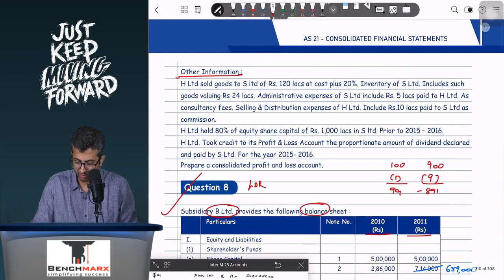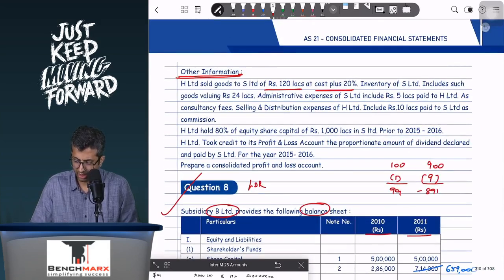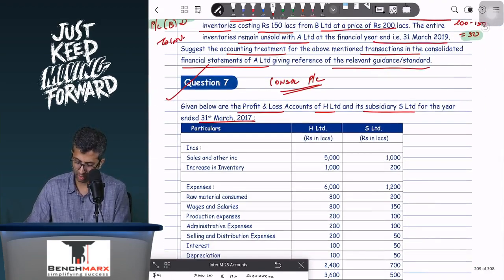Other information: H sold goods to S of 120 lakhs at cost plus 20%. Inventory of S included in such goods valuing 24 lakhs. So over here, first of all, in my revenue, I will subtract minus 120. In my raw materials consumed also, I think this is minus 120.